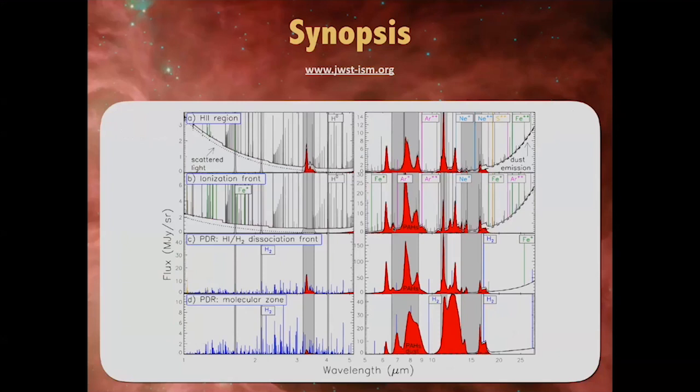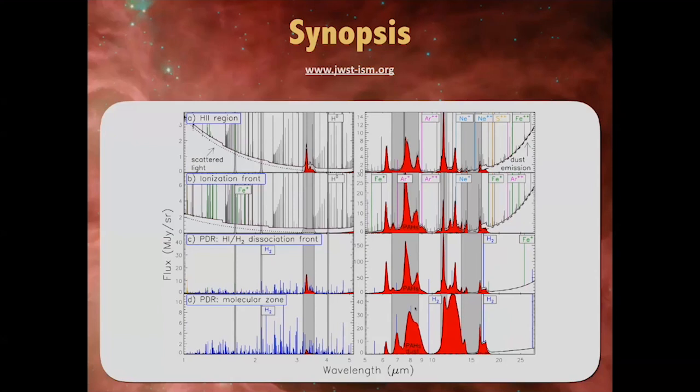And here you see some template spectra. Each horizontal panel shows you the emission spectrum that you can see for a particular part of the PDR. First of all, it's the HII region, so the ionized gas. Then we have a spectrum, the second panel, for the ionization front. Then we have a spectrum past the dissociation front, and finally a spectrum from the molecular zone. And you can see it's a very rich spectrum.